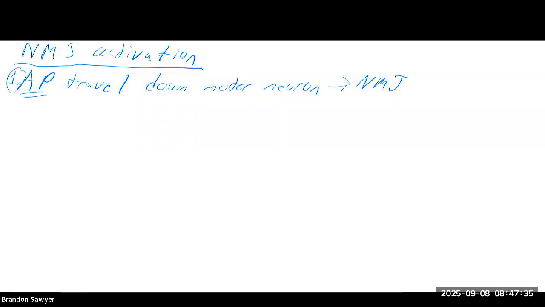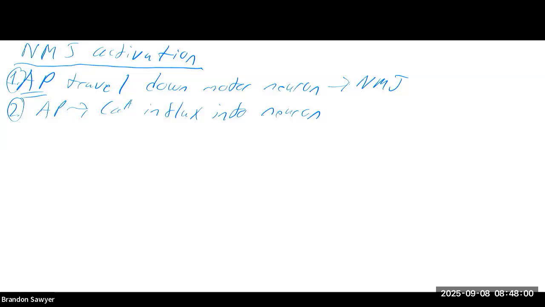So we'll just call that step one. Step two, it leads to. So action potential causes calcium influx into the neuron. Okay, so we get calcium. That's just Ca with two positives, right? Plus two. Okay, so that calcium flows into the neuron.